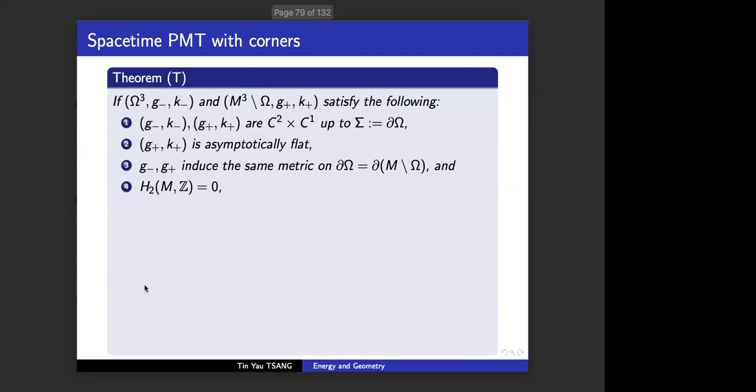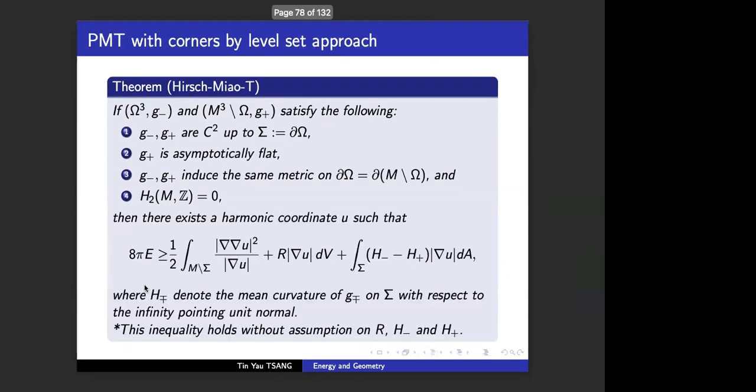And then later, in subsequent work, we generalize this to the following. Because we are using the harmonic level set method, we have to make sure the level set itself doesn't close up to be a sphere. We want it to be a plane so that we can slice up, slice up the whole spacetime.